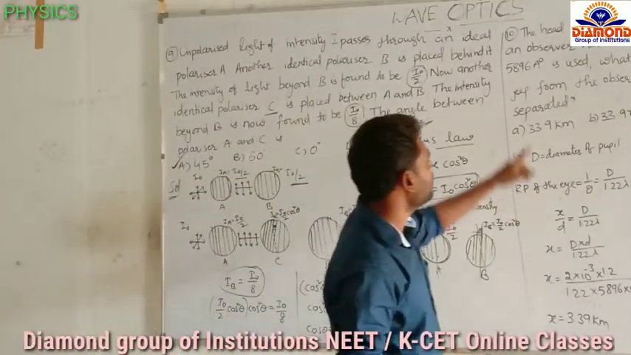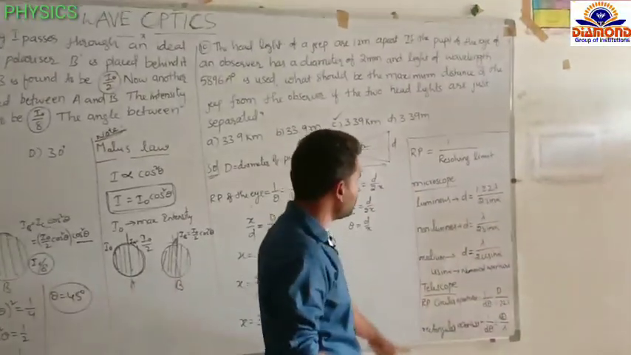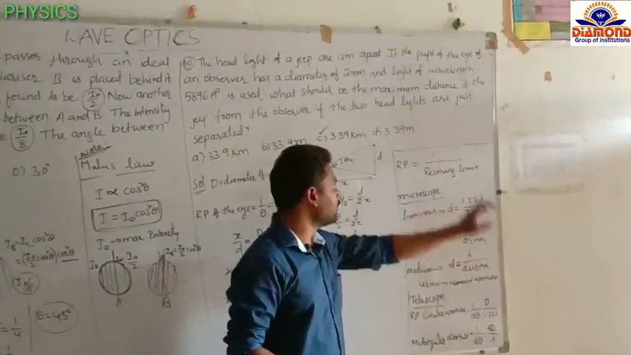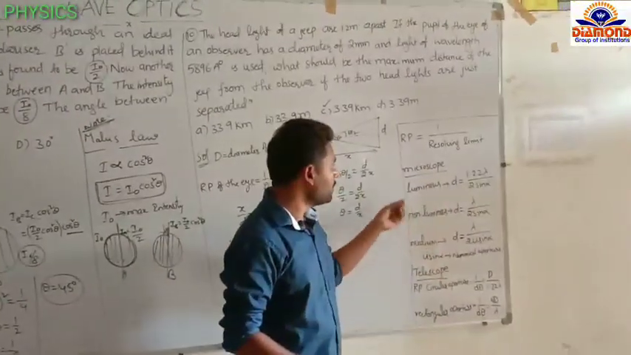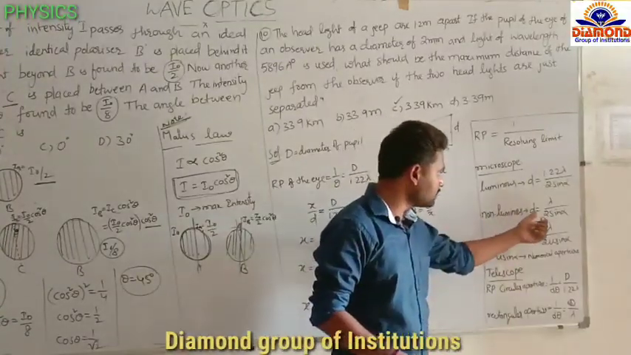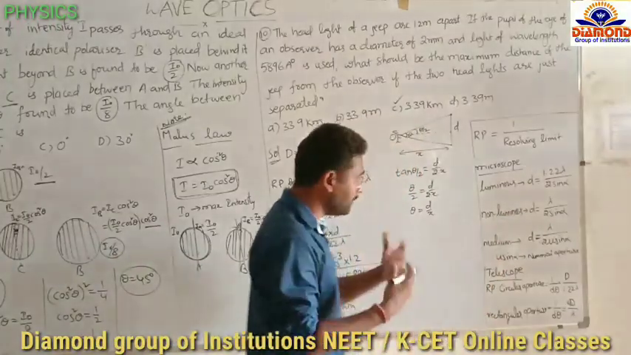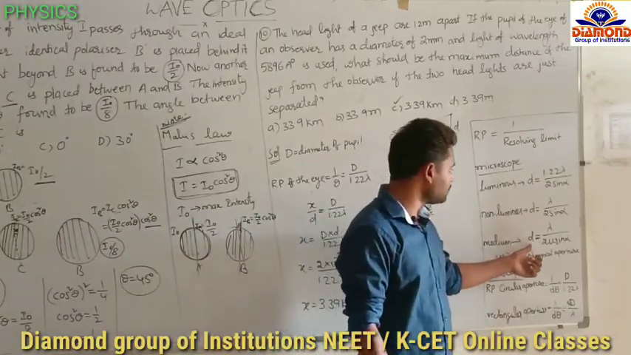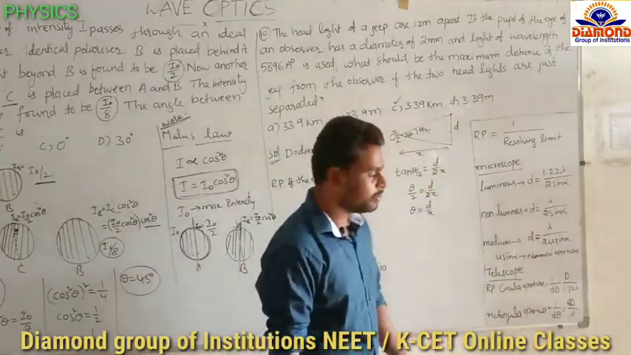Now let us see the next, 10th question. Before that, remember these formulas. Already you know these formulas. Resolving power equals 1 by resolving limit. In a microscope, if a luminous object is there, what is the limit of resolution, and if a non-luminous object is there, what is the limit of resolution. If the microscope is immersed in a medium, then the limit of resolution equals lambda by 2 mu sin alpha. Here this mu sin alpha is called the numerical aperture.